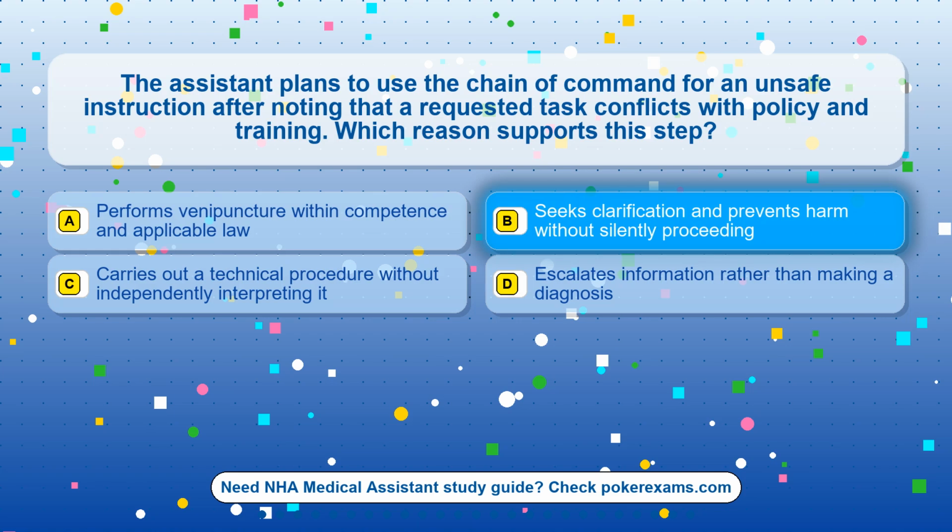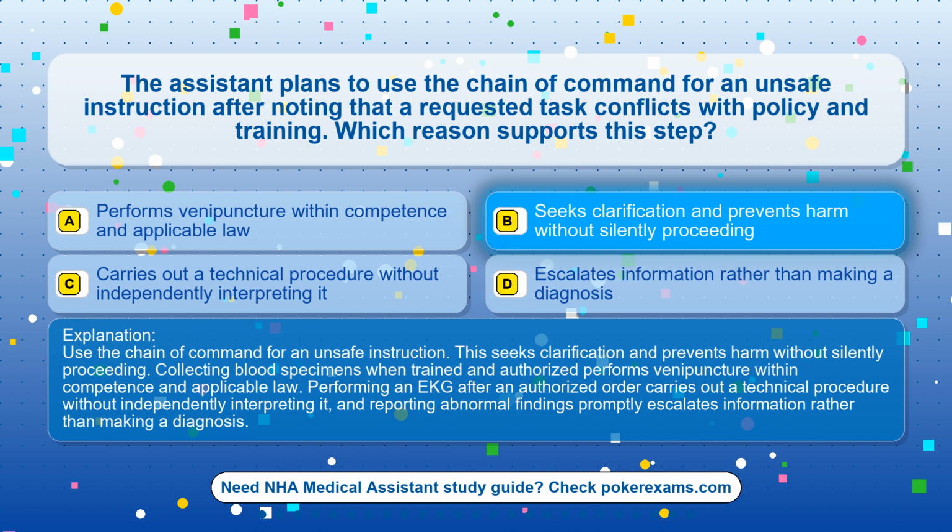The correct answer is option B. Seeks clarification and prevents harm without silently proceeding. Use the chain of command for an unsafe instruction. This seeks clarification and prevents harm without silently proceeding.